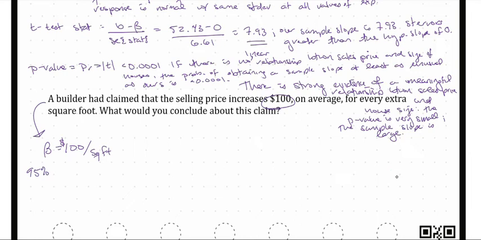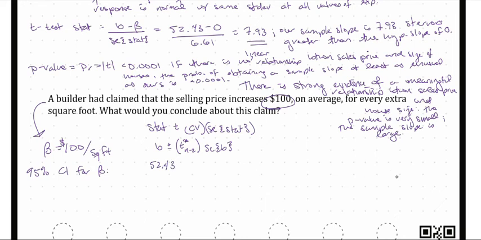Let's build a 95% confidence interval for beta. Now remember, every confidence interval is of the form stat plus critical value times the standard error of that statistic. In our case, our statistic is b, our sample slope. We're going to use a t with n minus 2 degrees of freedom critical value, and the standard error of the statistic is just the standard error of our sample slope b. Our sample slope, just as before, is 52.43. Our critical value we're going to have to get from JMP.